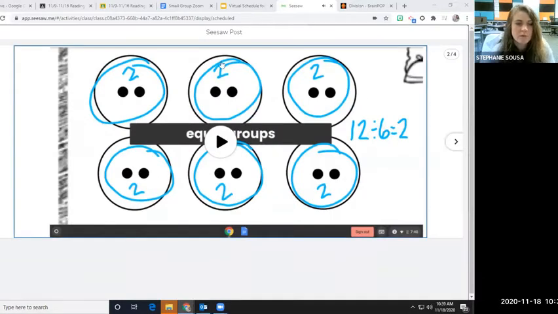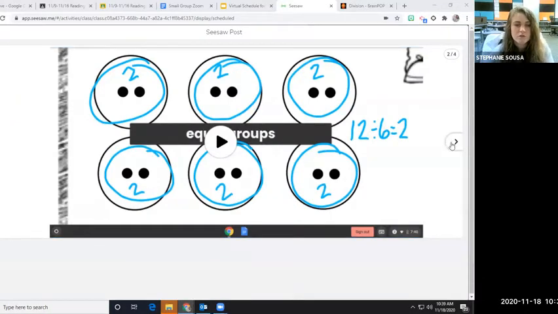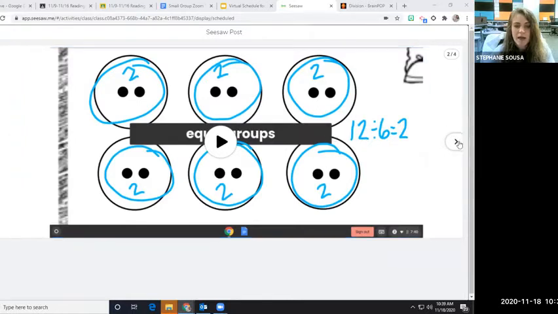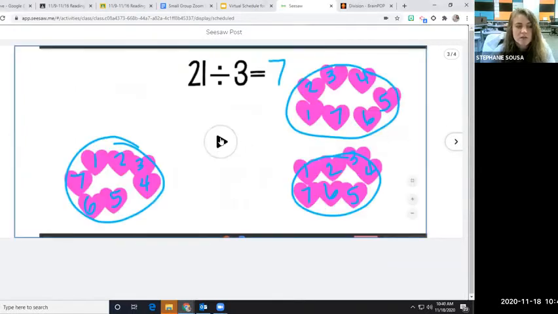Alrighty, so this is how we would use an equal group picture, which is familiar to us for multiplication, to represent division. Instead of looking at the number of groups first, we're going to look at the total number of items first. Here's how this could look if we were going to create equal groups.